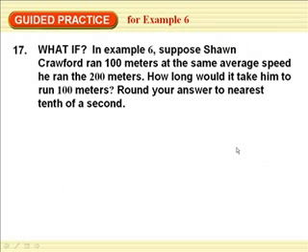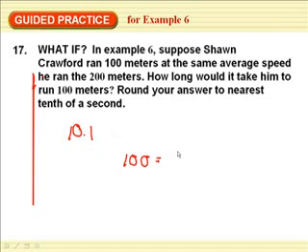Number 17. What if in example 6 they ran 100 meters at the same average speed? He ran for 200 meters. How long would it take him to run 100 meters? So he's running 10.1 meters per second. Round your answer to the nearest tenth. So now he's running 100 meters at the rate of 10.1. Now how much time? So divide by 10.1.